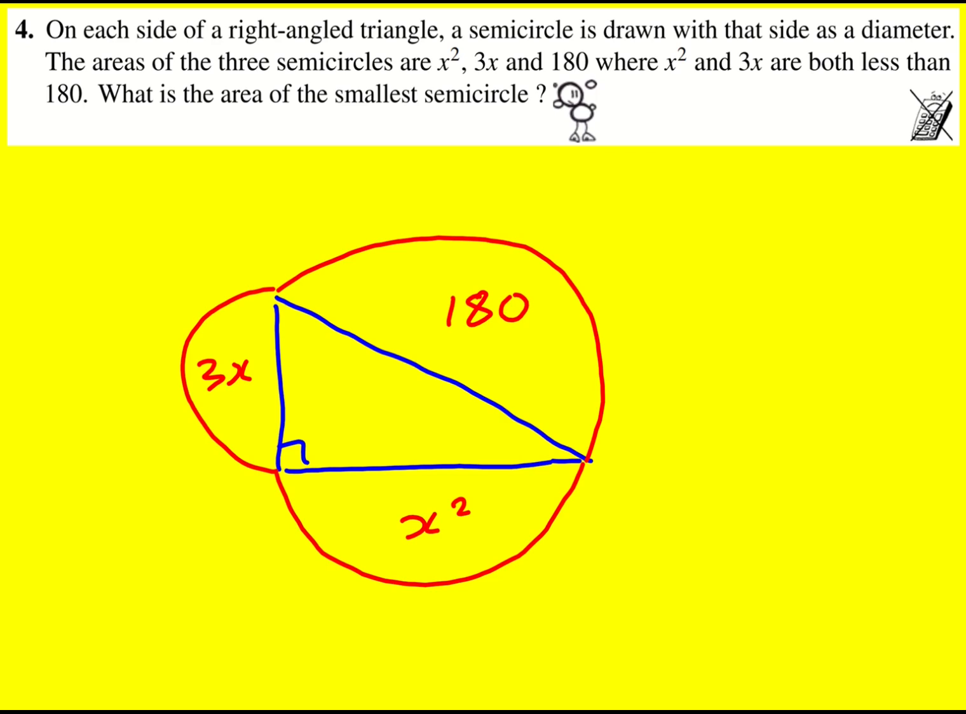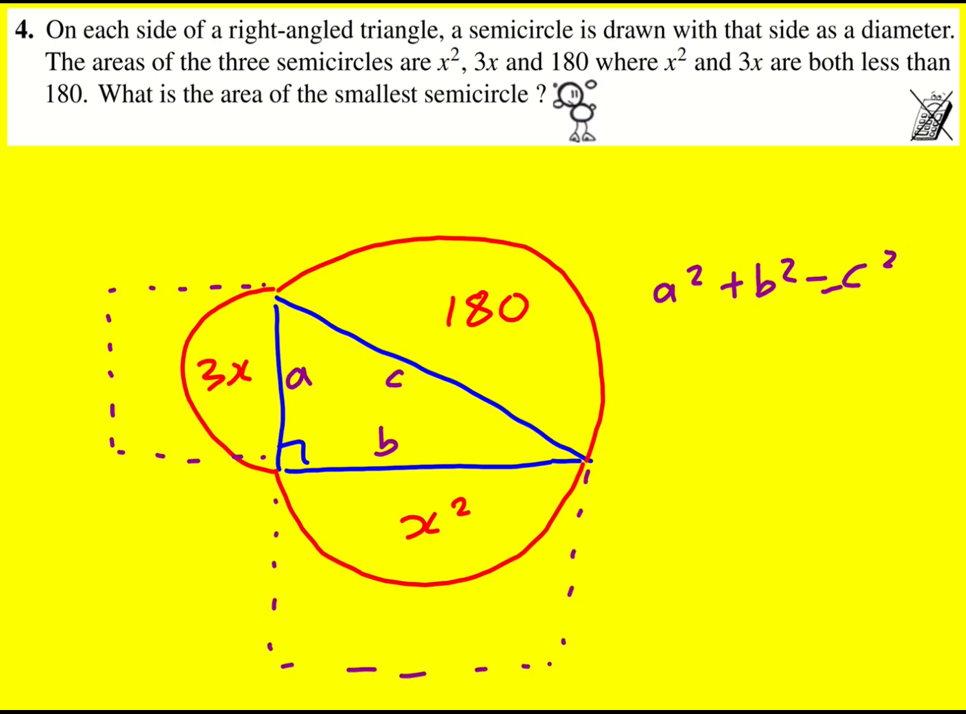Well, we know Pythagoras' theorem: a squared plus b squared equals c squared. Now that is for the area of a square. In fact, if you find the area of the squares, when we draw these on, then they will be equal.